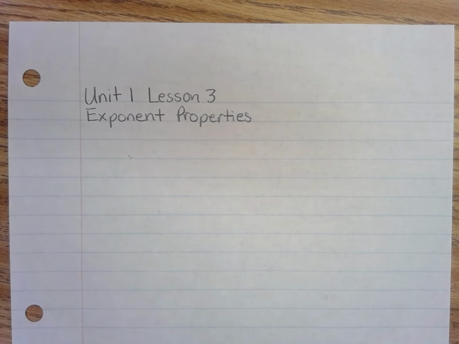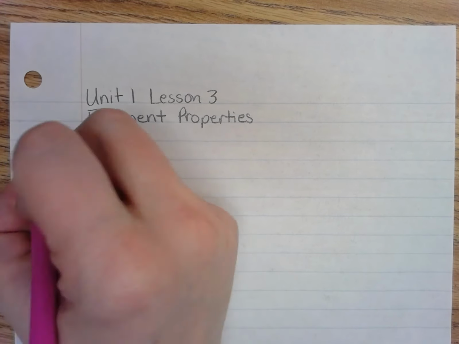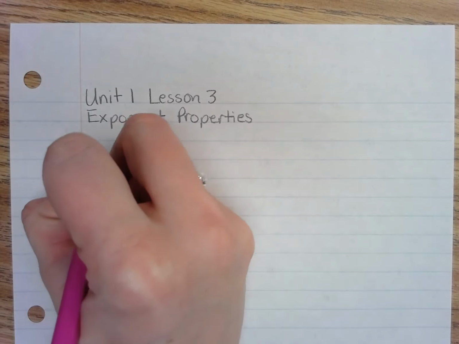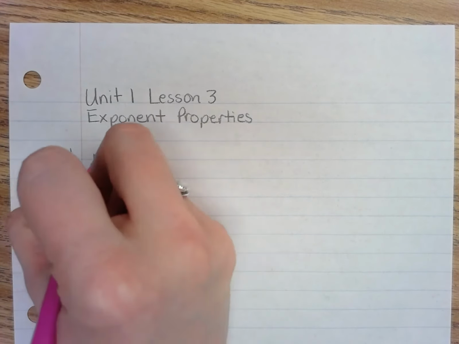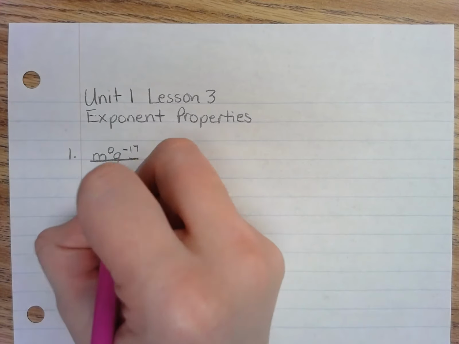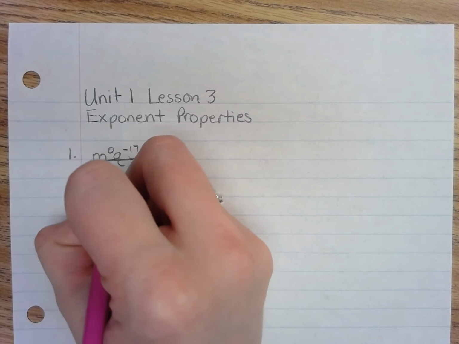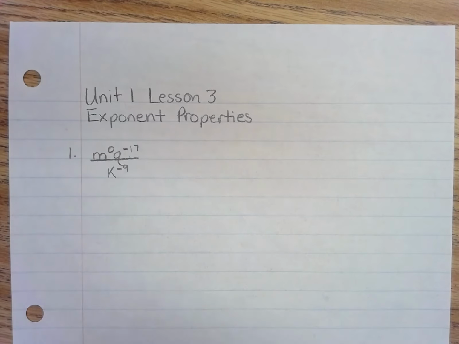In this lesson, you will learn how to simplify expressions using exponent properties. Let's look at our first example. We have m to the 0, q to the negative 17, all over k to the negative 9th. So in order to simplify, let's use our exponent properties to simplify each piece at a time.